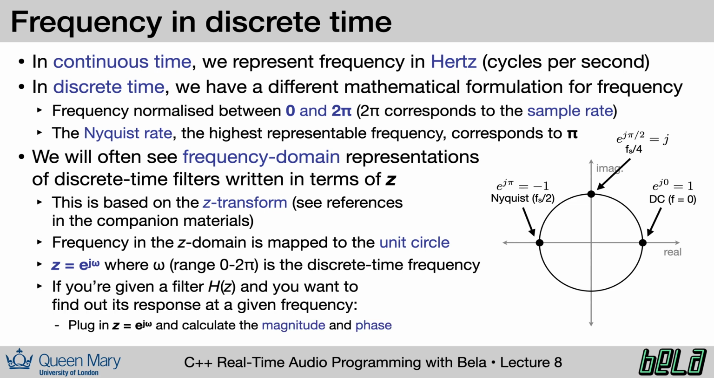The reason this is useful to know is that you'll oftentimes see the frequency response of a discrete time filter given as H of z, and you can just plug in z is equal to e to the j omega for the frequency of interest to find out its magnitude and its phase.